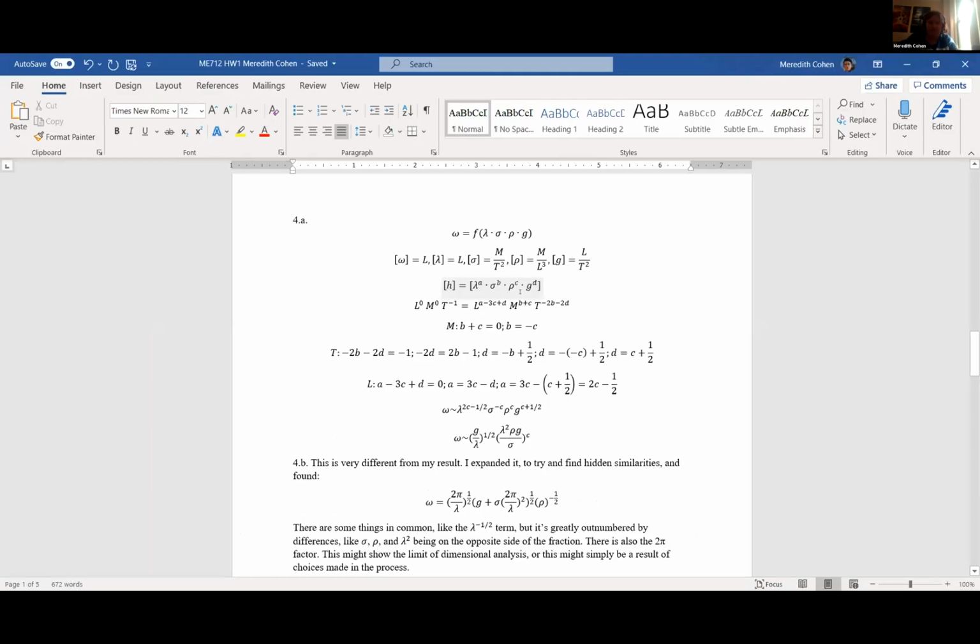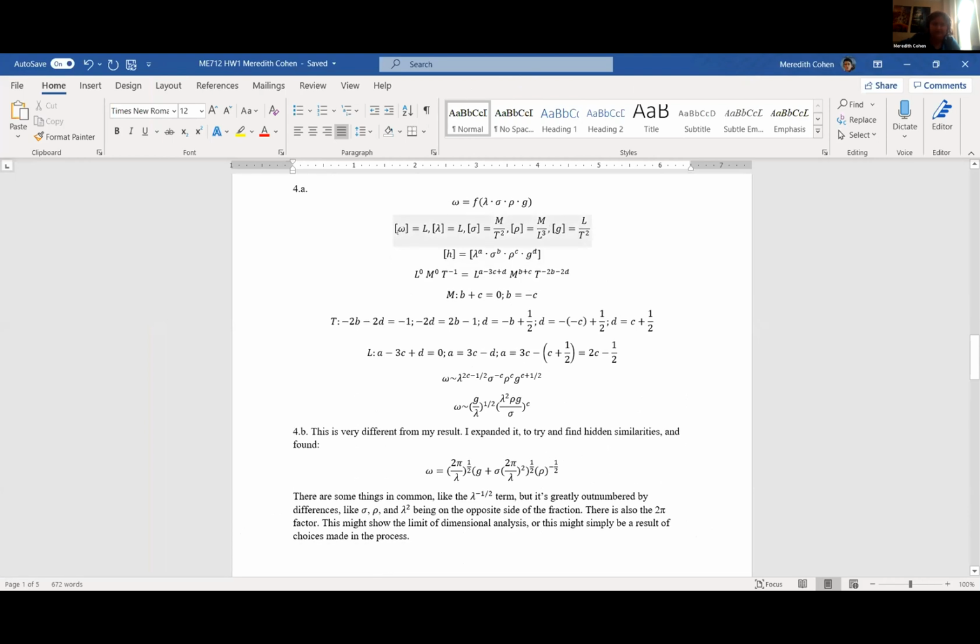So for number 4, mine's a little more bare bones than a lot of people's. The frequency is a function of the wavelength, surface tension, density, and gravity, right? So yeah, just set it up. Oh shoot, this was frequency, right? Okay, sorry, I think this is just a typo. It's not repeated down there. This is supposed to be 1 divided by t. Sorry about that.